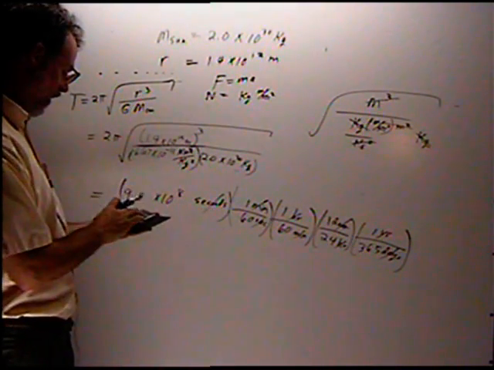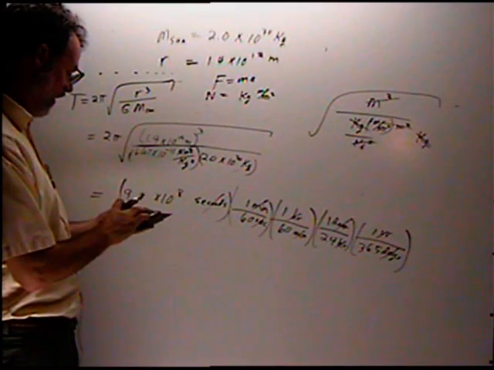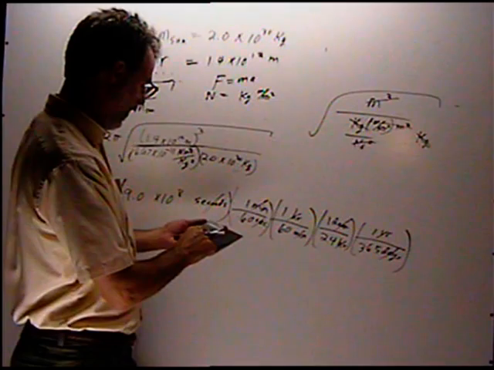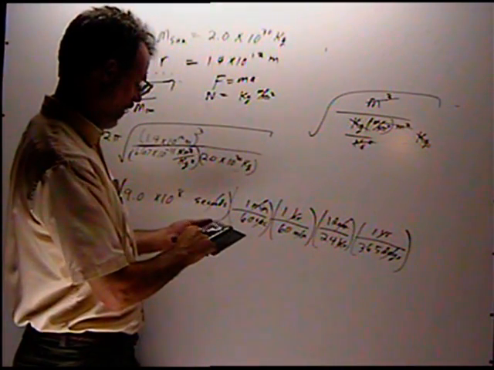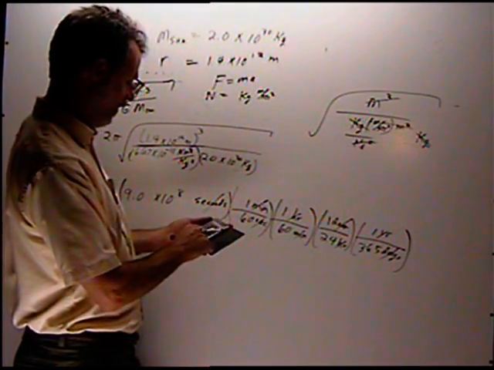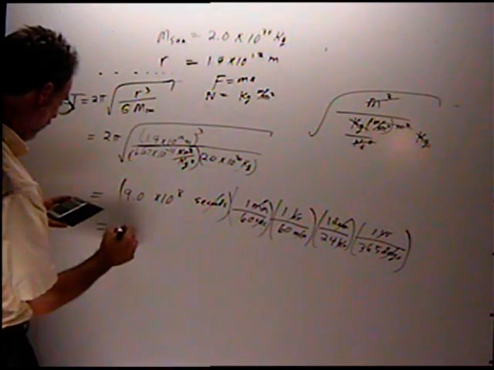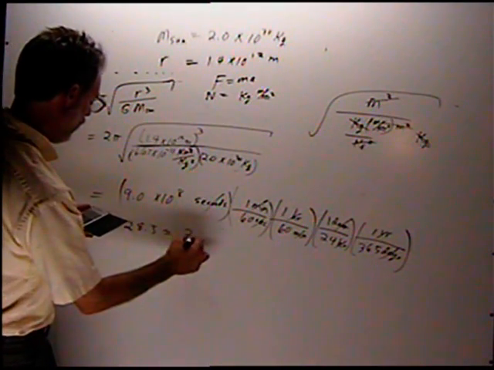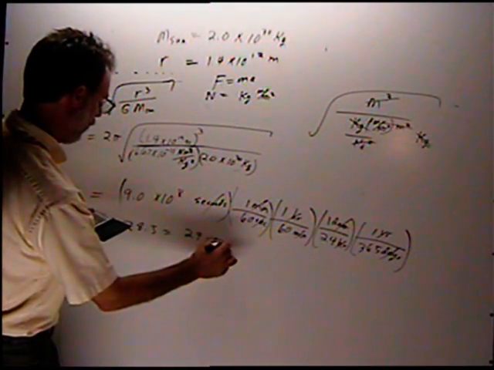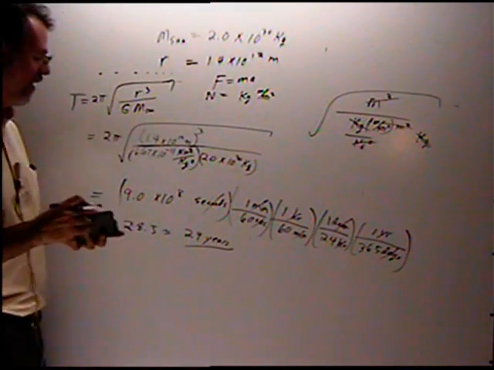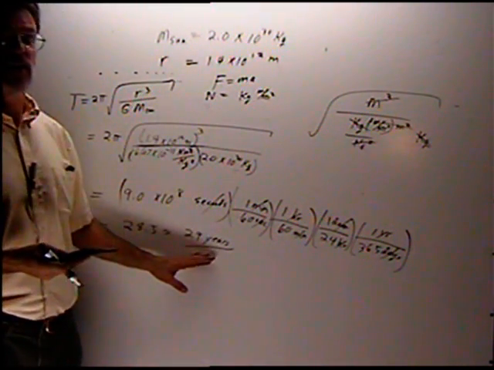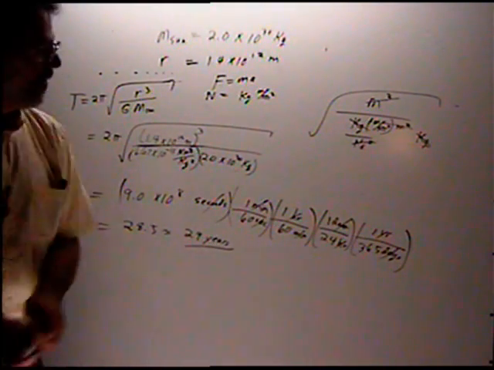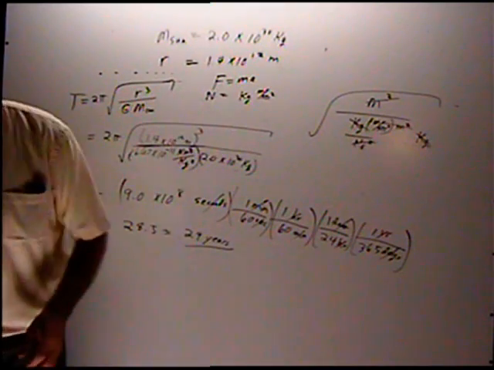So that will be 9 times 10 to the 8th seconds, divided by 60, divided by 60, divided by 24, divided by 365, and I get 28.5, or round up to 29 years. So the period of Saturn is 29 years, well, 29 Earth years. I hope that's clear in how to solve that rather lengthy problem.